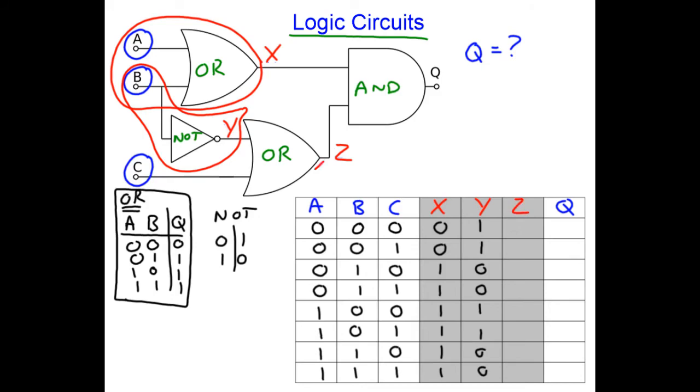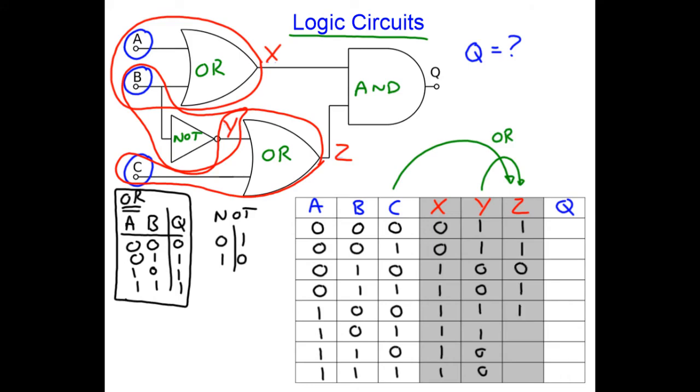Now Z is an OR gate function of C and Y. So we've got to take column C and column Y and combine them as an OR gate function. So let's have a go at that. 0 or 1 gives us 1. 1 or 1 gives us 1. 0 or 0 gives us 0. 1 or 0 gives us 1. 0 or 1 gives us 1. 1 or 1 gives us 1. 0 or 0 gives us 0. 1 or 0 gives us 1. So that is the OR gate function of column C and column Y.